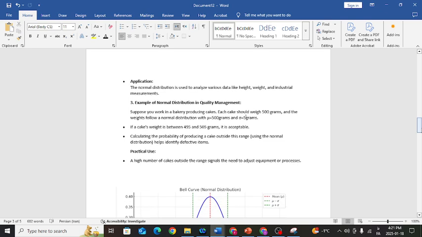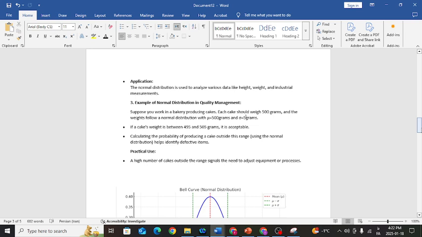So the normal distribution is used to analyze various data like height, weight, and industrial measurements. For example, suppose you work in a bakery producing cake. Each cake should weigh about 500 grams, and the weights follow a normal distribution with a mean equal to 500 grams, and the sigma is equal to 5 grams.